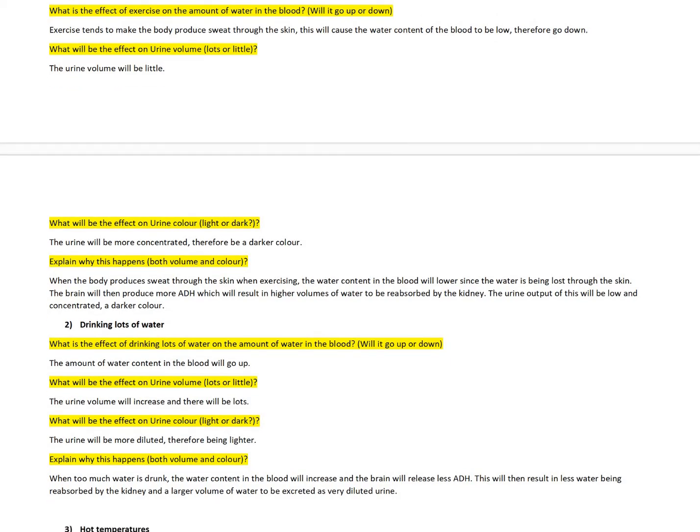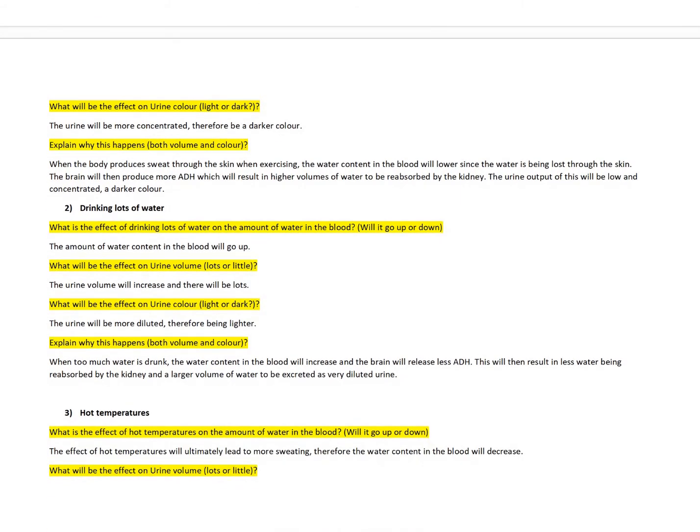What will be the effect on urine color? It will become more concentrated. It will be darker. Why? Well, what you're going to end up with is the loss of water because of the exercising through the sweat. That will result in less water in the blood. That will mean that there'll be a need to produce more ADH, which will mean that more water will be reabsorbed, and that will reduce the volume of water and result in it being more concentrated.